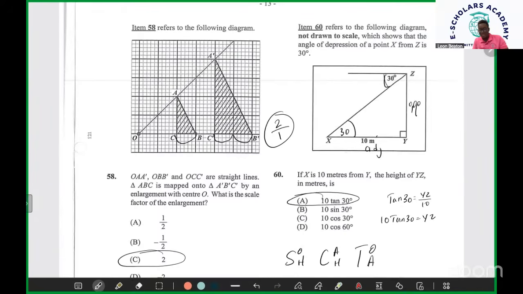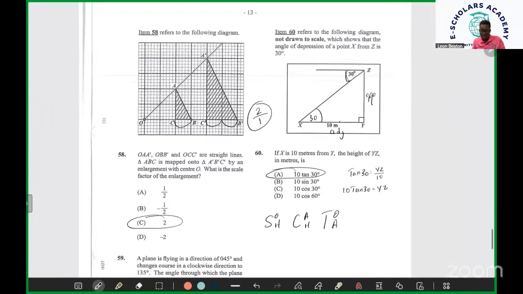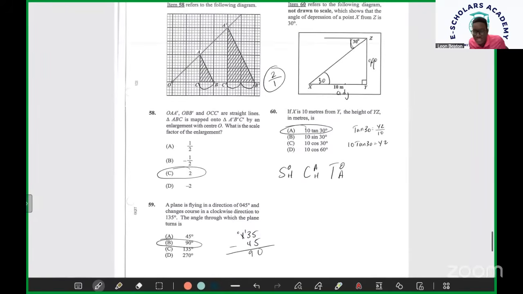10 tan 30. Let's see. Any more? And that is that.